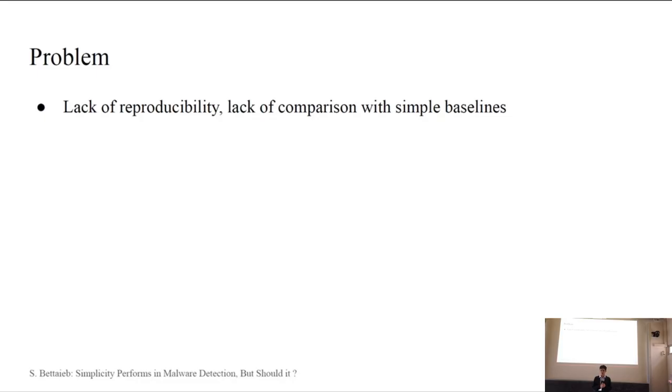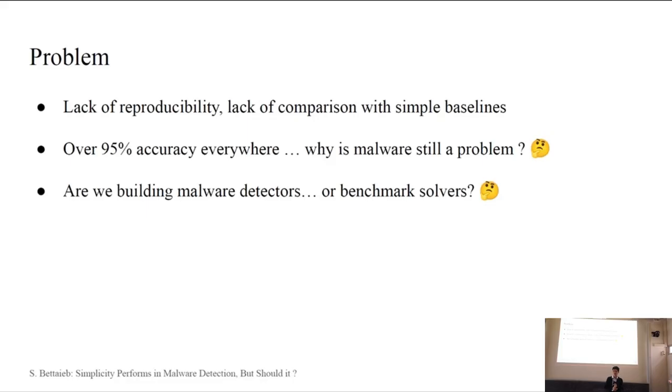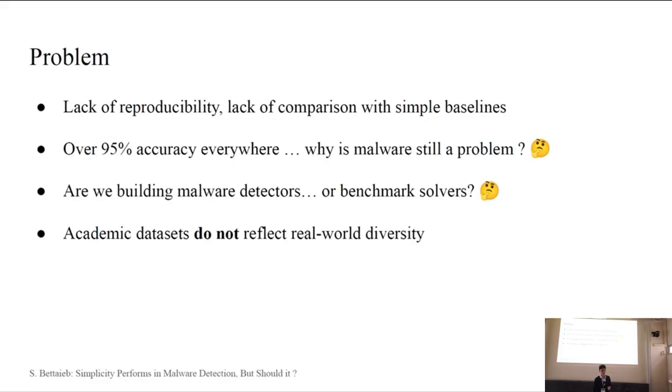Also, there's the lack of comparison with simple baselines. So we don't know if these high accuracies we see are related to the model itself or to other factors. And that's my next point, because we see high accuracies everywhere, yet the malware problem is still here. And that means that something does not add up. What if instead of building real malware detectors, we're simply building academic benchmark solvers? Of course, academic datasets do not reflect real-world diversity.